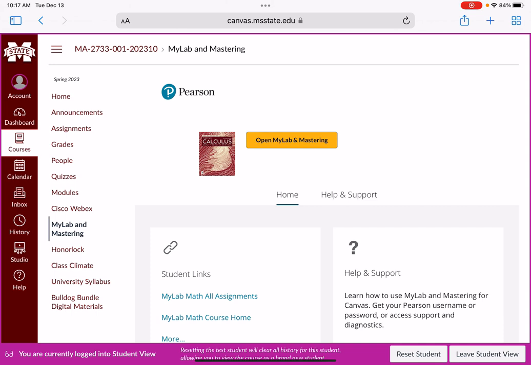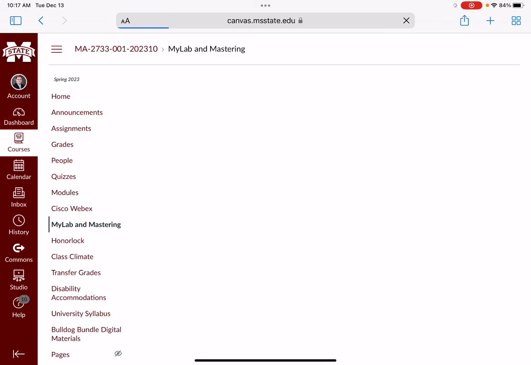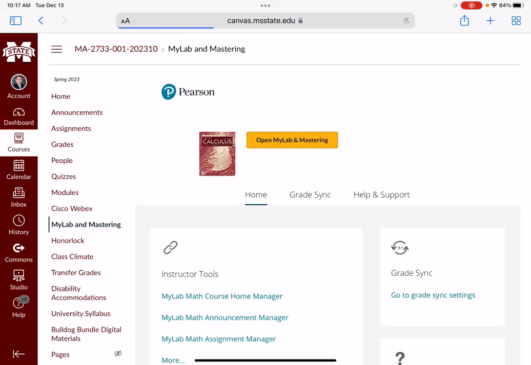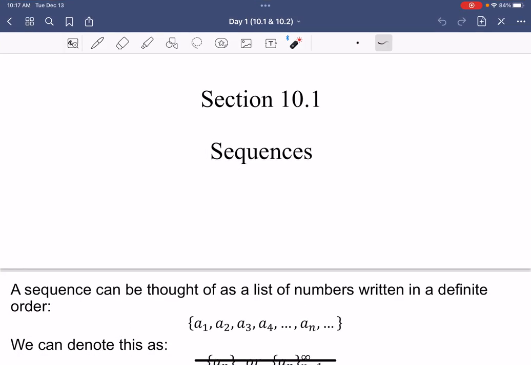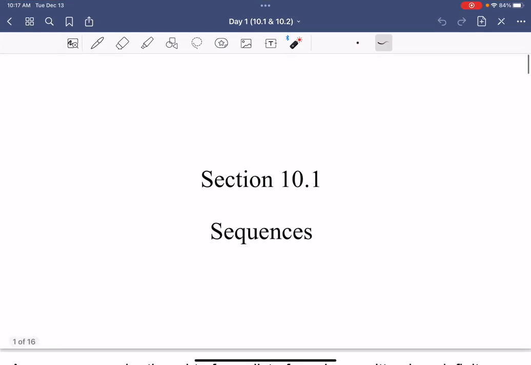So please get registered as soon as possible because like you saw, your first homework assignment is due 2 days from now on Thursday night, and we'll be over the sections that I'm covering today. All right, let me leave student view so it doesn't mess me up later. And that being said, that was a kind of a good 15-minute introduction. What I'm going to do now is I am going to cover the first 2 sections of Chapter 10.